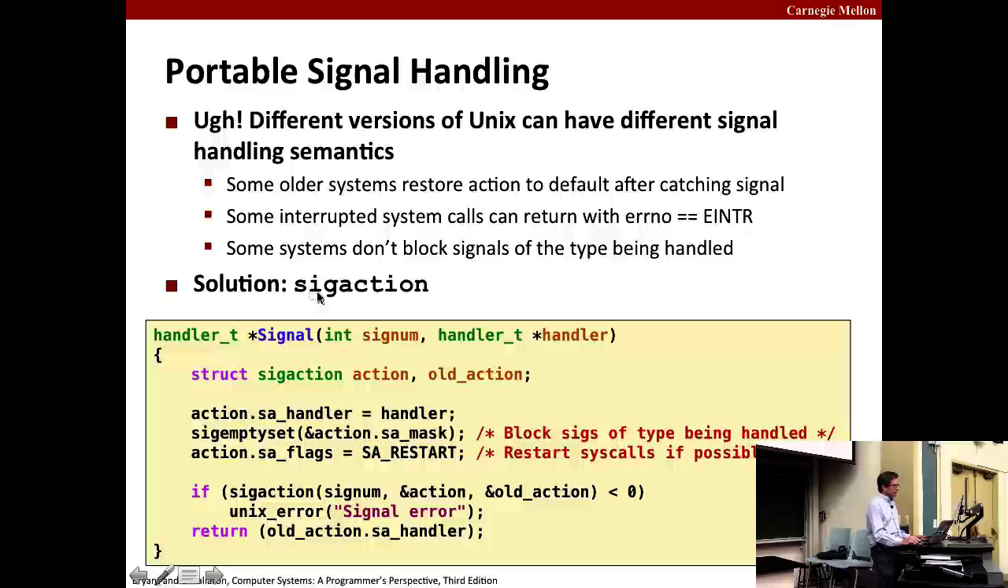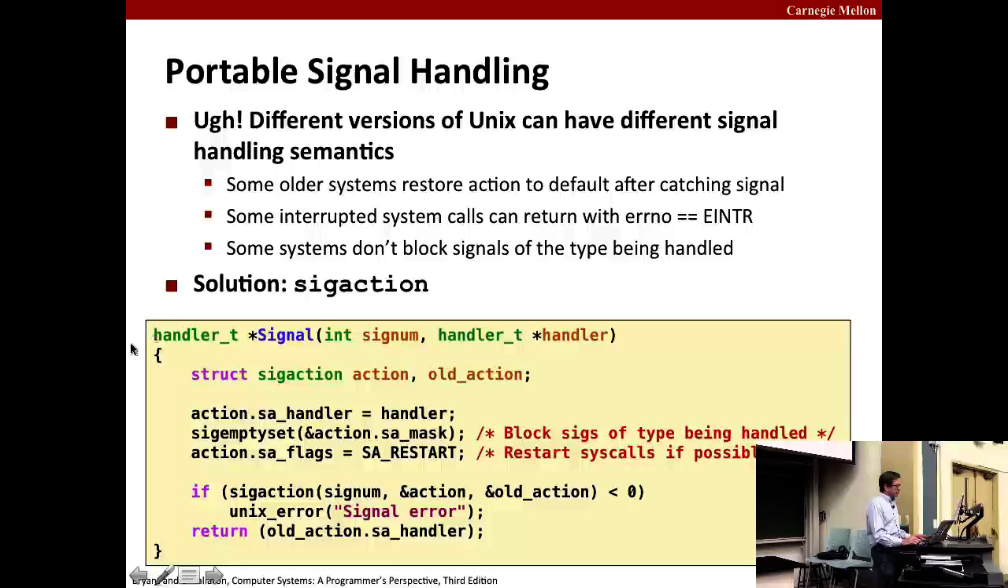So the solution for this is a replacement for signal. The problem is with this signal syscall, and the solution is a newer syscall called sigaction, which provides a mechanism for portable and predictable signal handling. What I've done is create a wrapper called uppercase Signal that takes the same arguments as the signal call, but inside it calls the sigaction function to get portable signal handling. It's not really important to go into detail about this.